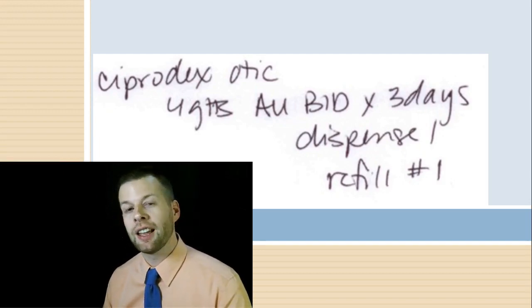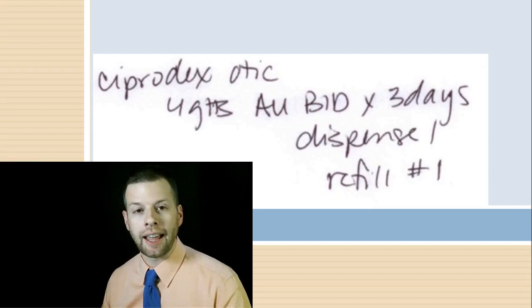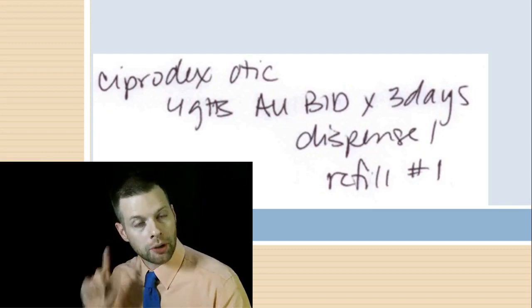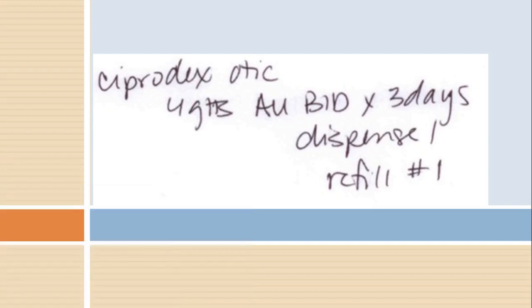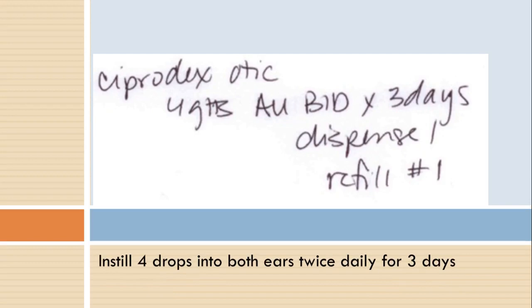You know what that is? It's 4 drops. AU, A for audio, U for both ears, and then BID twice a day. So 4 drops in both ears twice a day for 3 days.